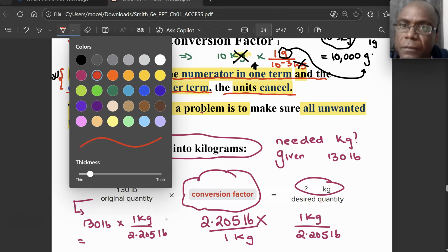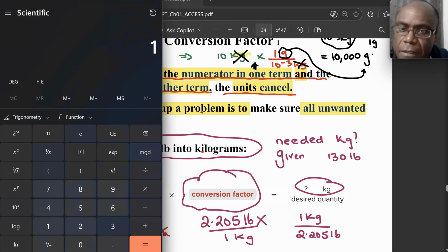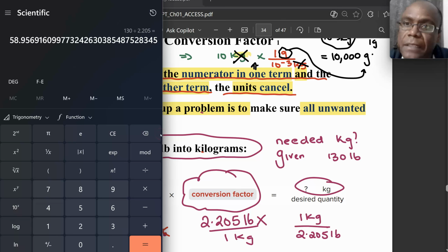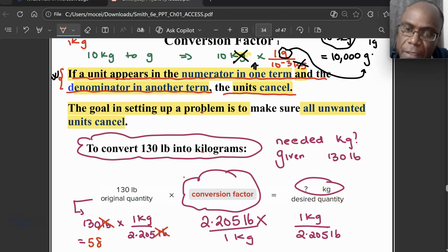Doing so, you see this is appearing as a numerator on top, and this is the denominator. Those cancel out. We bring our calculator and say 130 divided by 2.205, and the answer is about 58.96. So 58.96 kg survived.